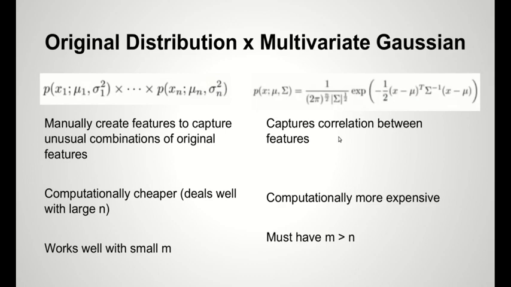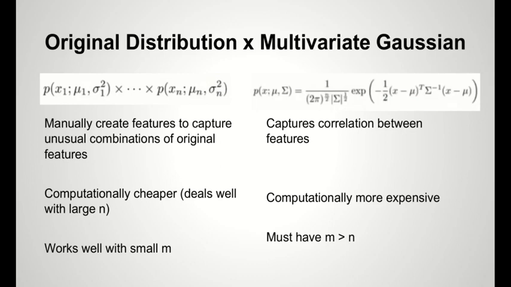But in the multivariate Gaussian, we must have a very large m in order to have a good model, and this proportion has to be, let's say, 10. m must be 10 times greater than n in order to have a good model.